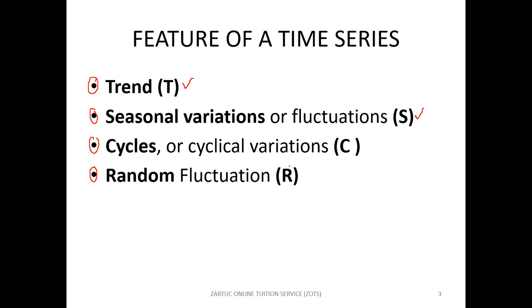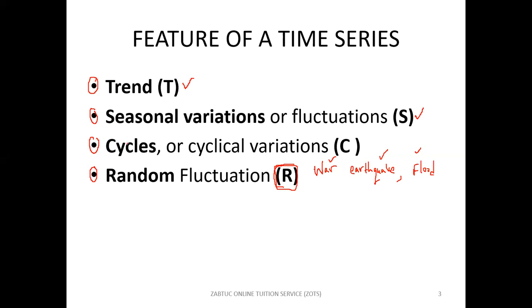Now, these are difficult to predict. We can't predict the random fluctuation. The example that we had was things like a war, things such as an earthquake, things such as a flood. These things, we can't predict them and include them in our forecast because they are fairly random.